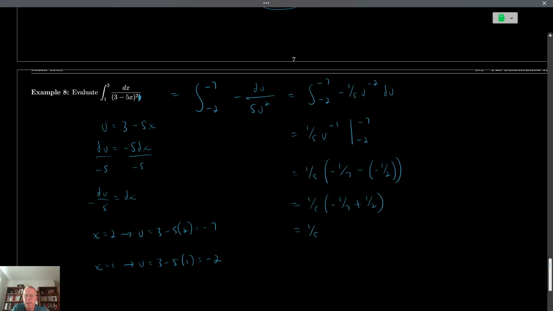And 1/5. So let's common denominator. So 2/14 plus 7/14. So that's 5/14 times 1/5, which gives us 1/14. Okay, which is what we should get. Okay. All right. So more of the same as far as the substitution goes.